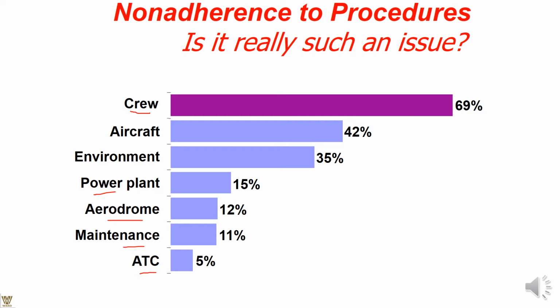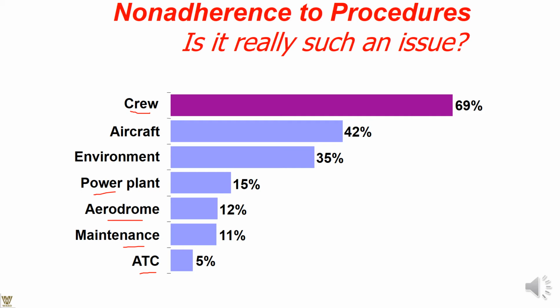So this is just published data that I am presenting in front of you. 69% it is the fault of the crew. 42% the aircraft might be faulty, might be old, might be defunct. Weather plays havoc 35% of the time. Power plant, probably something to do with fuel, something to do with the electricity in the aeroplane. Things go wrong.